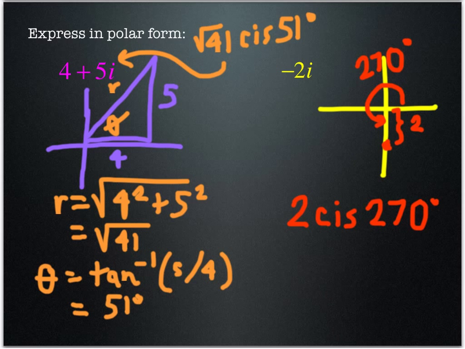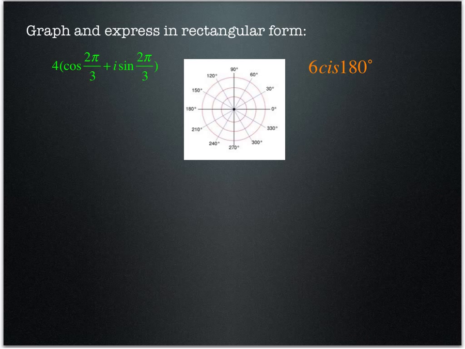So you don't always have to draw a triangle to be able to sketch these out, but especially the ones that are right on a special quadrant or right on an axis are a little bit easier to figure out like that. All right, next it says graph and express in rectangular form. So here now we're going vice versa, and now I have my trigonometric form. I'm going to get it back in rectangular form.